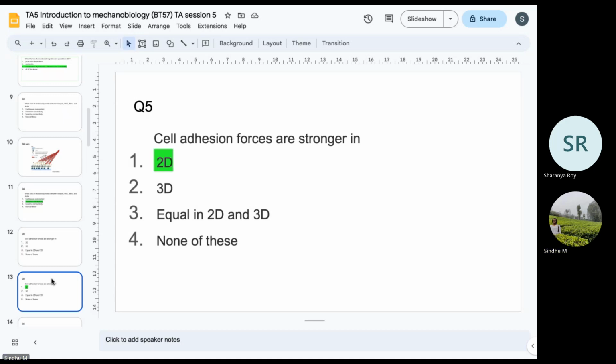Okay. Okay, because it has only one plane, so adhesion forces is on strong backbone. Yeah, strong, exactly. Backbone. Yeah.